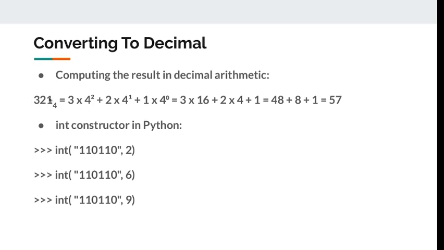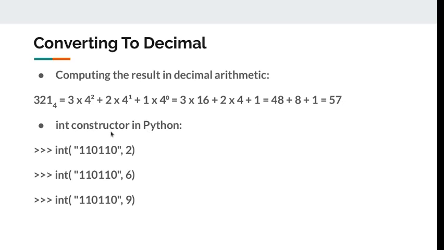So for example, here we have 321 in base 4. Again, the digit in position 2 is 3. So it's 3 times 4 to the power of 2, that's position 2, plus 2, the next digit, times 4 to the power of position 1, plus 1, that's the last digit, times 4 to the power of 0. And you do the basic math, and this is 57 in base 10. I forgot to put the base here.